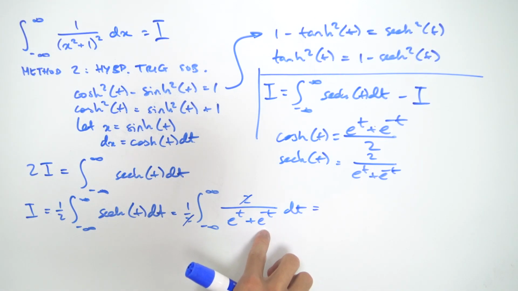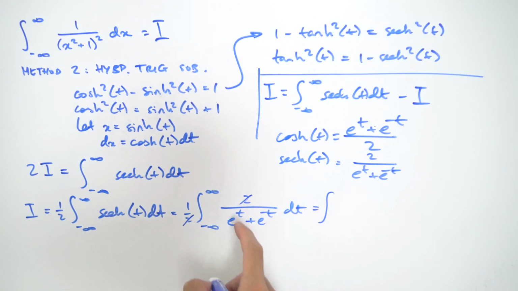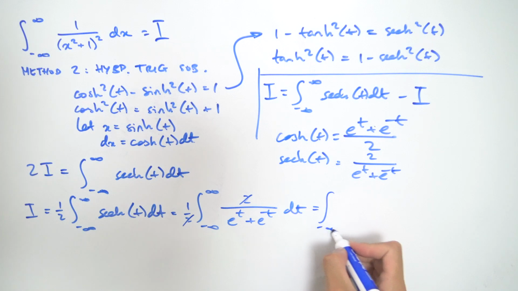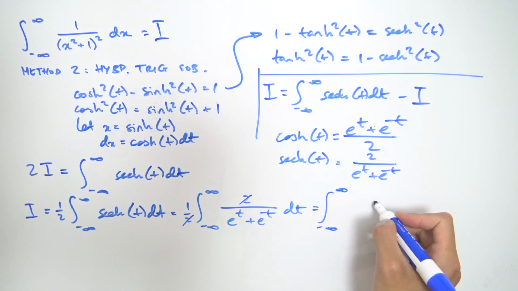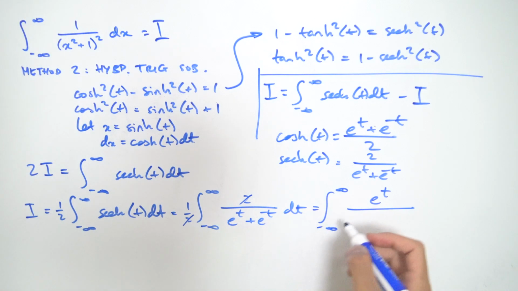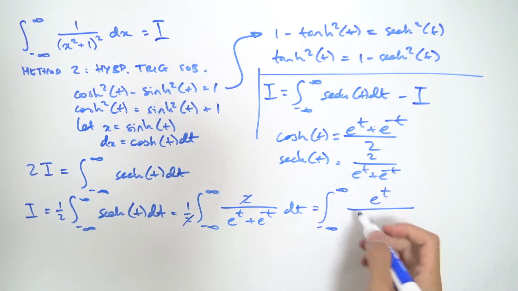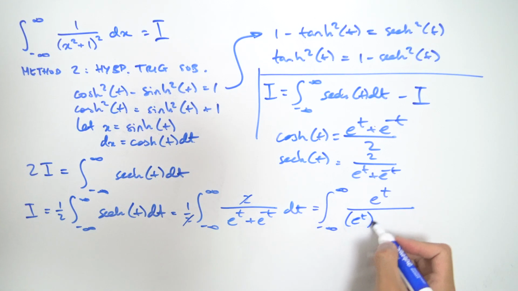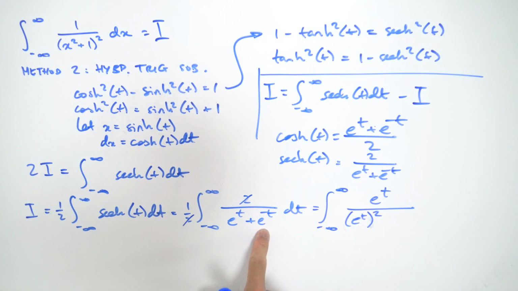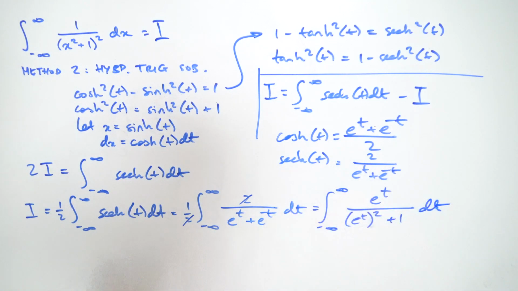Ideally, we don't want an e to the negative t, so let's get rid of that by multiplying both the top and the bottom by e^t. So we're going to get the integral from minus infinity to infinity of e^t divided by, now e^t times itself is e^(2t), but I'm actually going to write this as just (e^t) squared, and then e^(-t) times e^t, that's exactly 1. And we'll integrate this with respect to t.